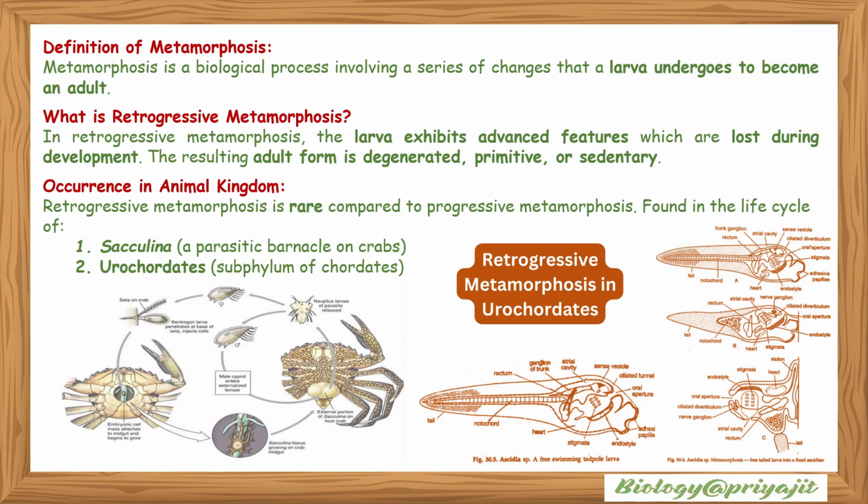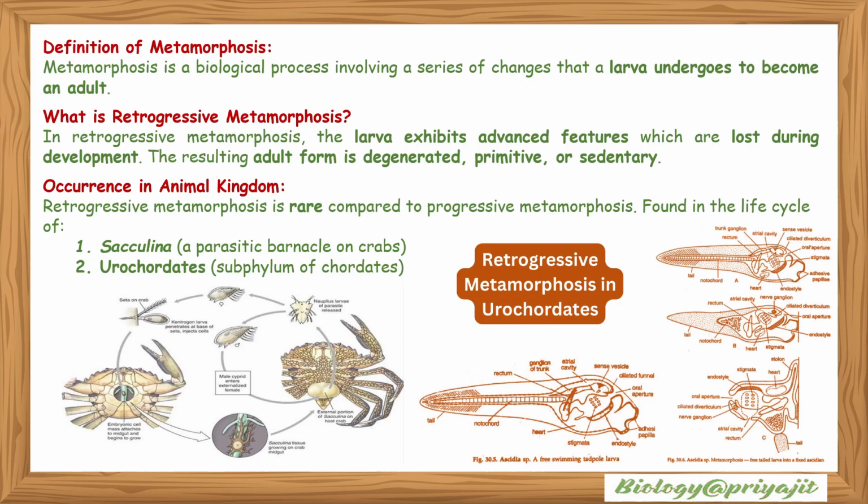What is the definition of metamorphosis? First of all, we study that metamorphosis is a biological process involving a series of changes that a larva undergoes to become an adult. Now, what is retrogressive metamorphosis? In retrogressive metamorphosis, the larva exhibits advanced features which are lost during development. The resulting adult form is degenerated, primitive, or sedentary.